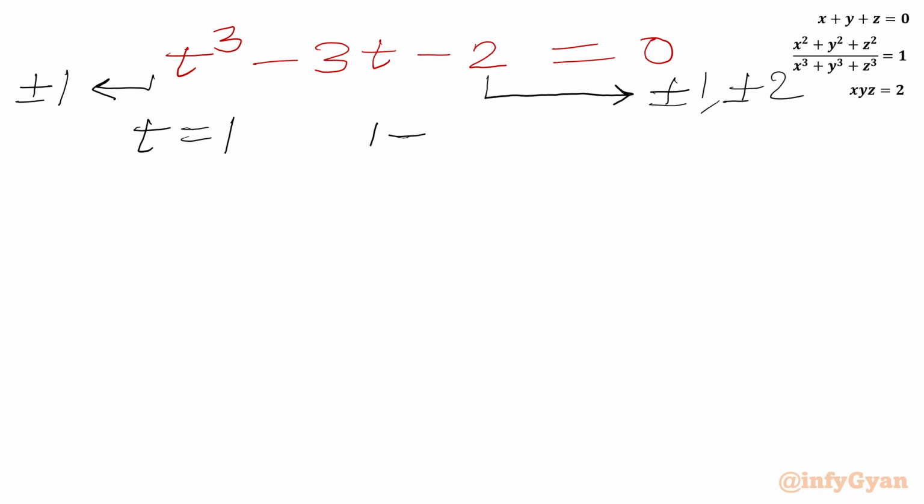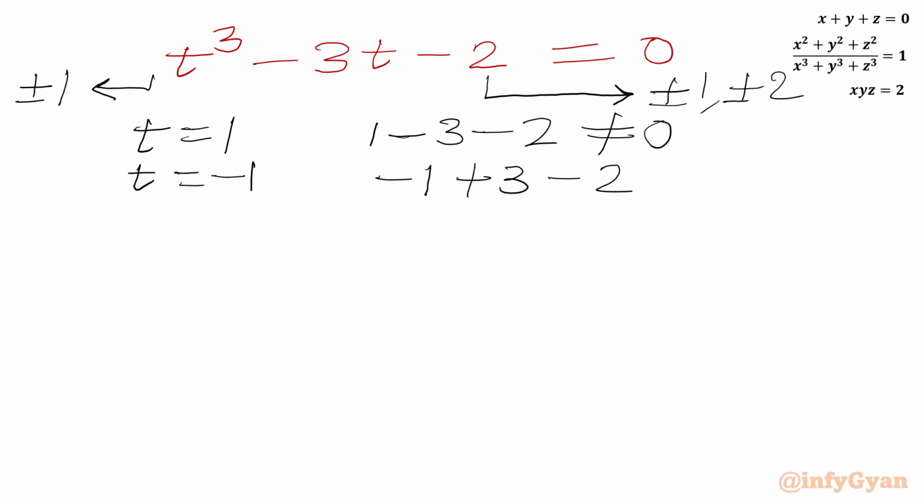Let's check. 1 minus 3 minus 2. No, it is not equal to 0. Let us check at t equal to negative 1. So I can write minus 1 minus 3 times minus 1 plus 3 minus 2. Yes, minus 3 and plus 3. So this time it is satisfying our equation. We will say t equal to negative 1 is our base solution.